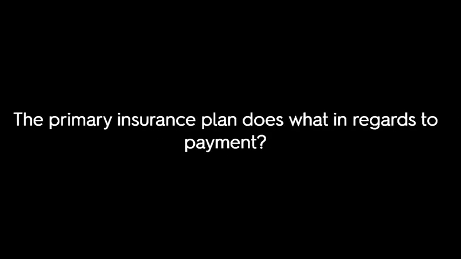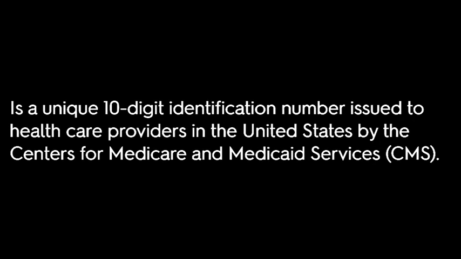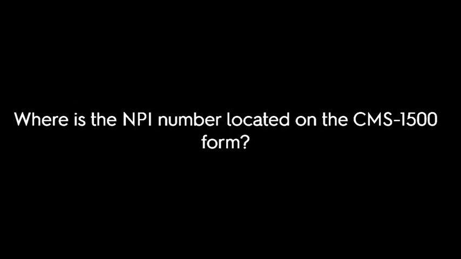Define a claim. Is a complete record of all services provided to the patient. The primary insurance plan does what in regards to payment? Pays first. What is an NPI number? Is a unique 10-digit identification number issued to healthcare providers in the United States by the Centers for Medicare and Medicaid Services. Where is the NPI number located on the CMS 1500 form? Block 17B.